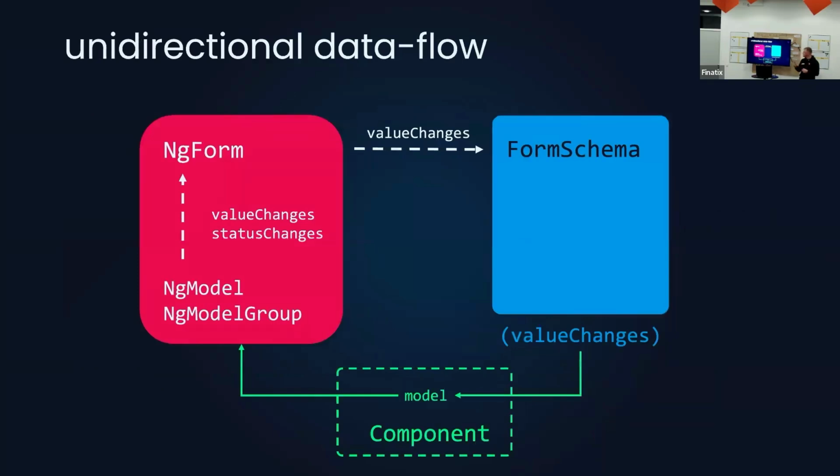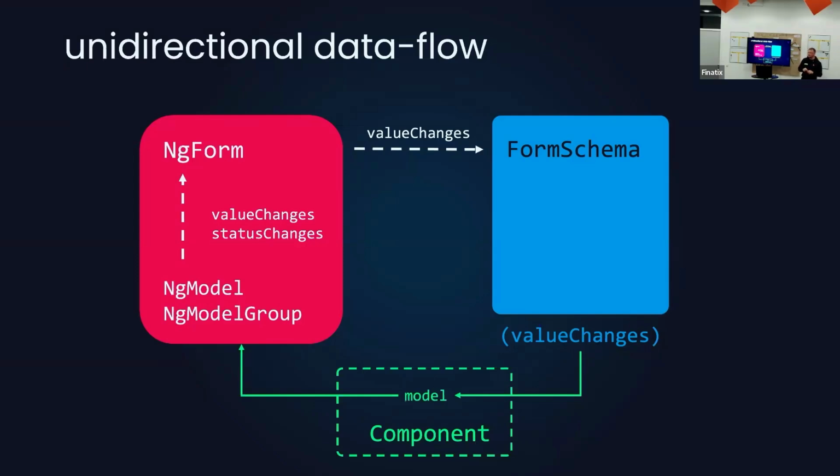So yeah, this is a simplified version of the image before. What you can see here is that we create a unidirectional data flow again. So we have the model that is passed to the ng form. The ng form passes value changes to the form schema, and the form schema finally updates the model again. So there's only one way, a one-way data binding.